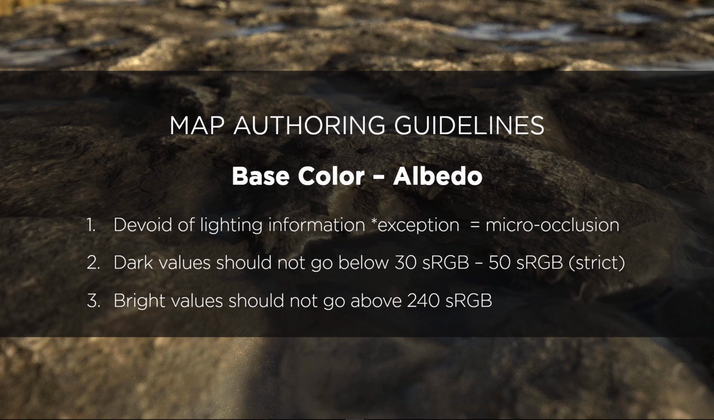With albedo, the dark and light ranges are what is important. So with dark values, we should not go below 30 sRGB, and if we want to be more strict about this, then we can set the value to be no dark values below 50 sRGB. Again, we can have an exception to this in regards to micro occlusion. Bright values should not go above 240 sRGB. So we should never have a pure black or pure white value in the base color map.